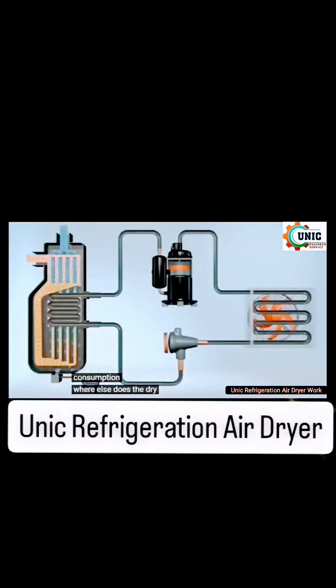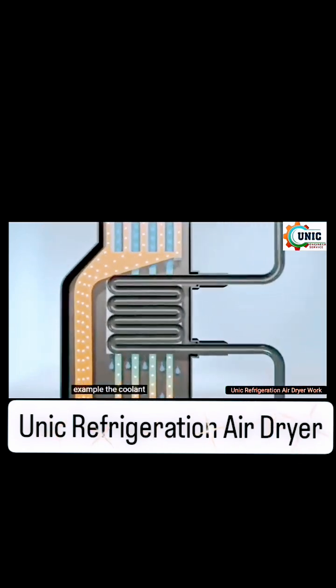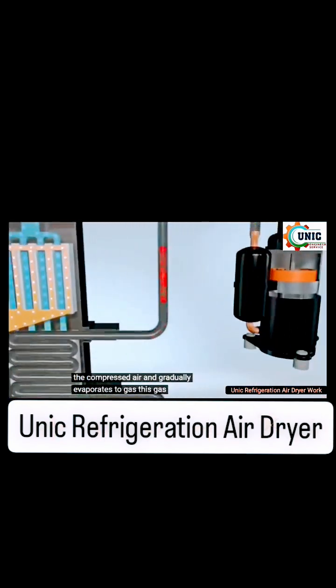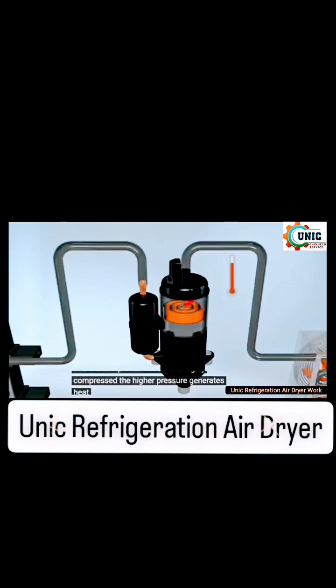Where else does the DryPoint RA Eco save energy? Let's follow the refrigerant's path using a frequency-controlled system as an example. The coolant removes heat from the compressed air and gradually evaporates to gas. This gas is sucked into the compressor where it is highly compressed. The higher pressure generates heat.